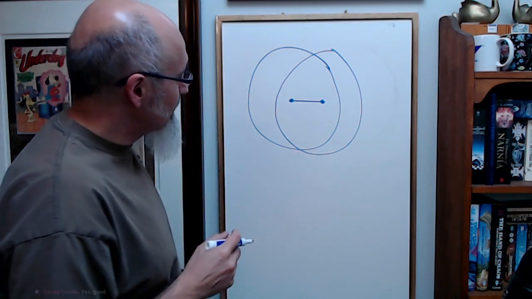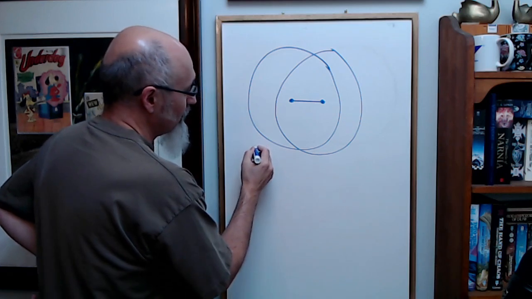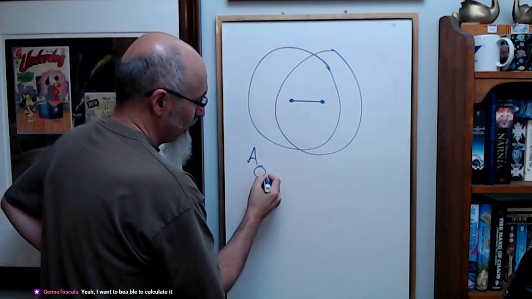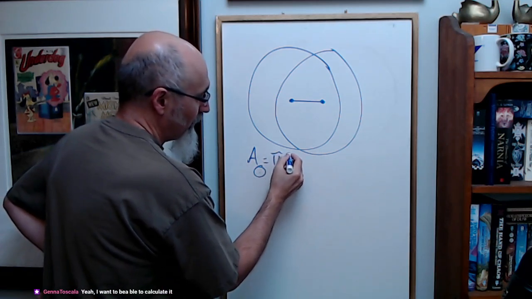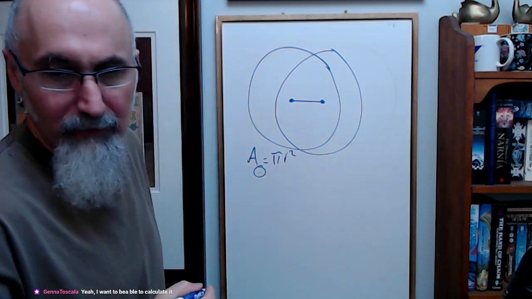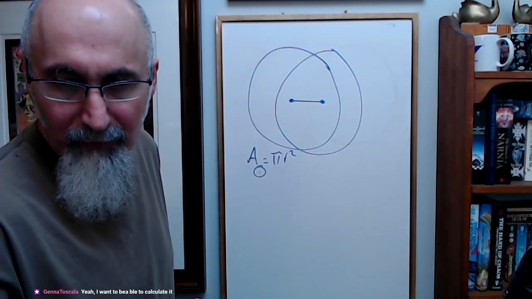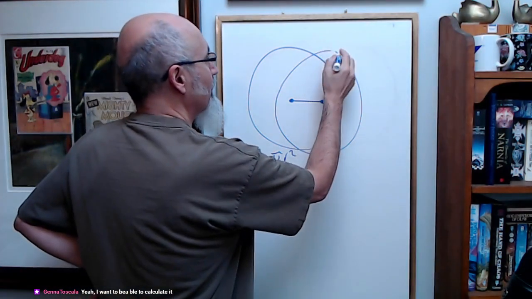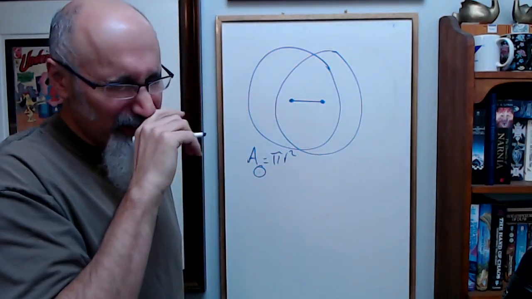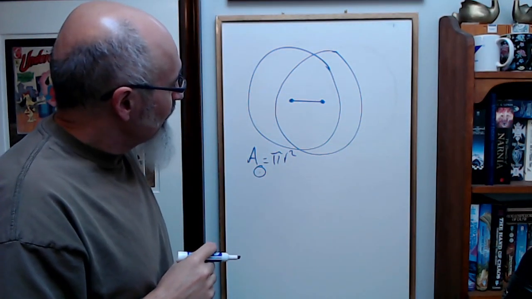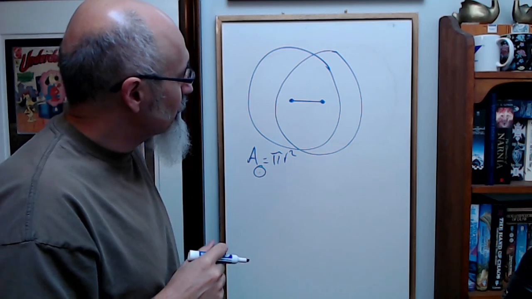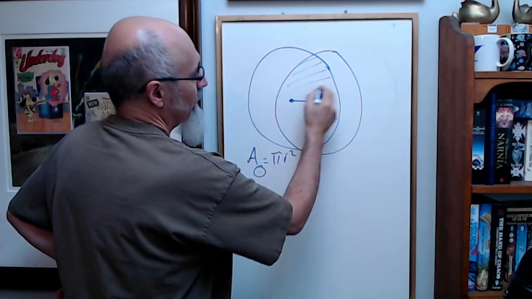Let's think about this. The area of both circles is going to be the same. So the area of each circle is going to be pi r squared, right? I want to be able to calculate it. How do we calculate the area of the center? There's an easy way to do this. What's the trick of calculating the area here?